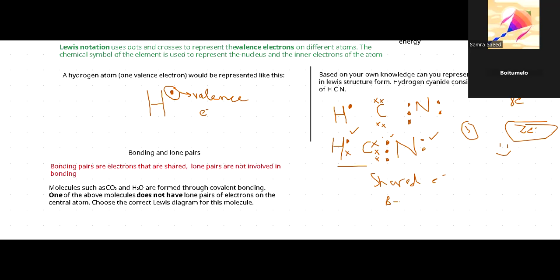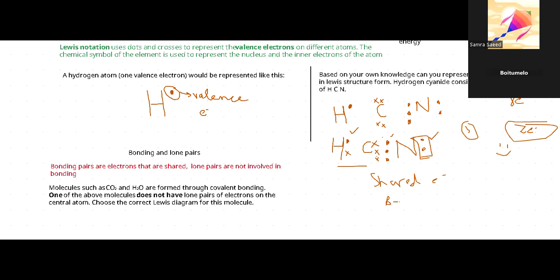These are lone pairs. You will be asked, how many lone pairs does nitrogen have? You can't say, oh, well, it has 5 valence electrons, so it has 5 lone pairs. No, 3 of these electrons are bonding electrons, and then it has 2 lone pairs. So I hope you are able to understand what bonding pairs and lone pairs are, because it's very important.